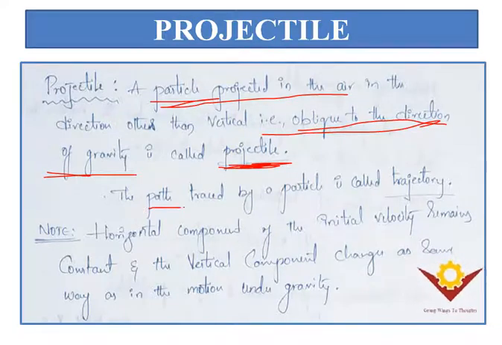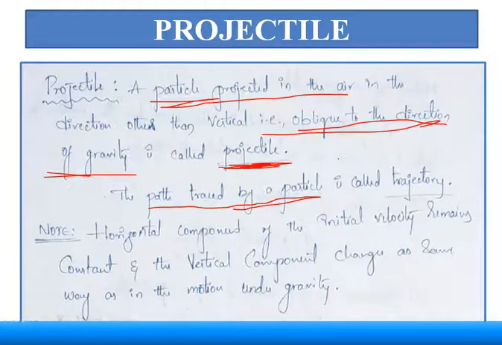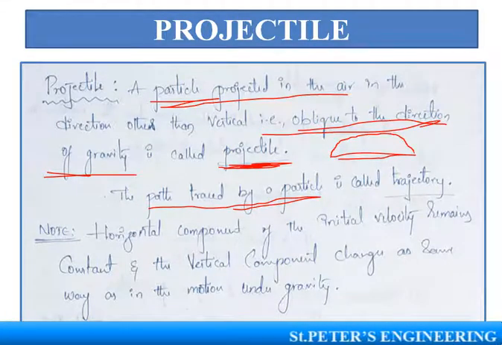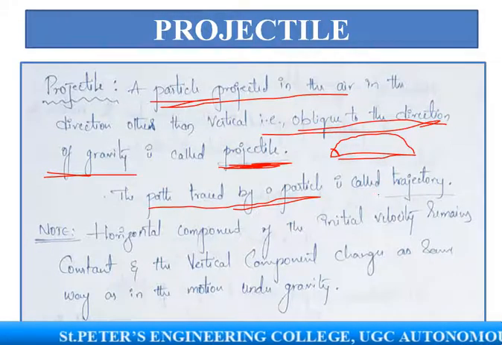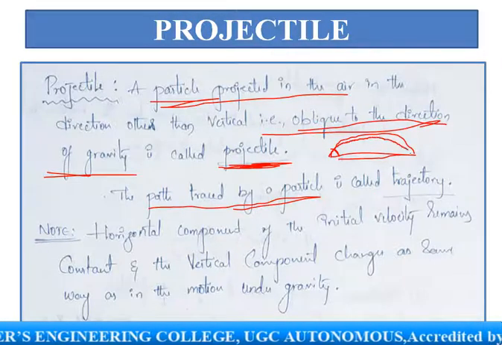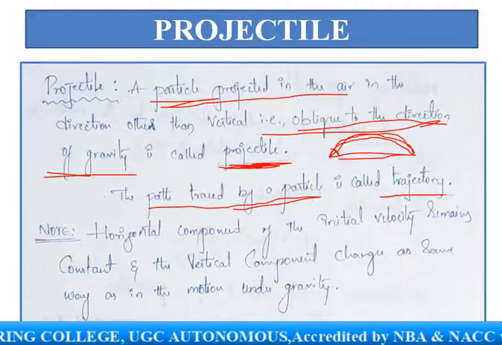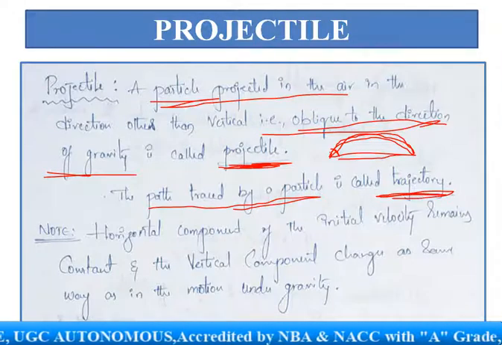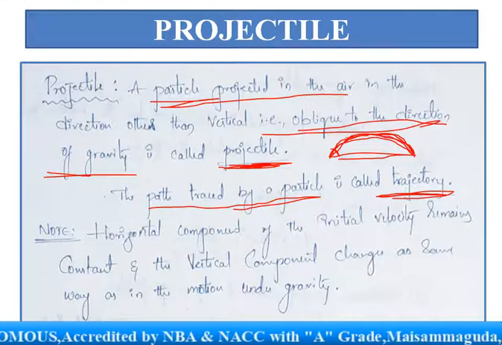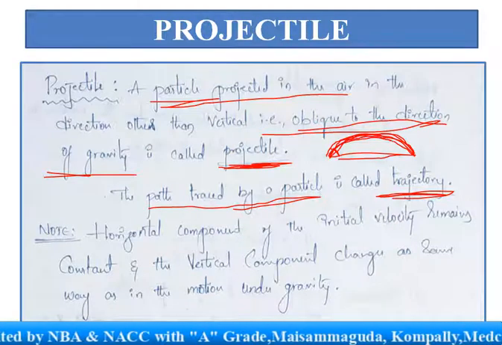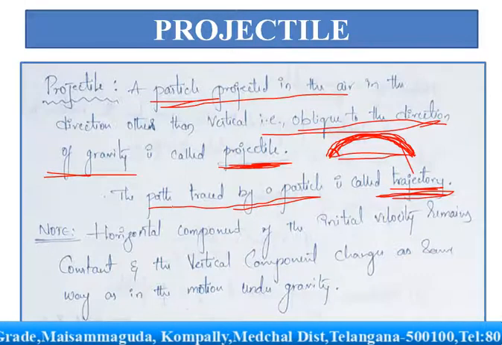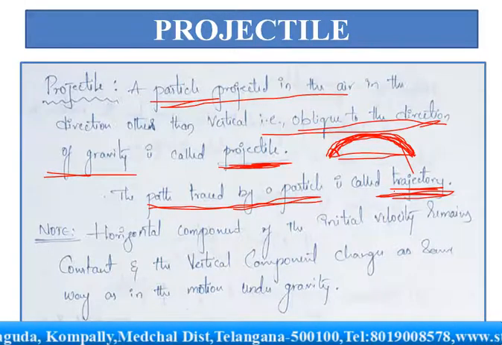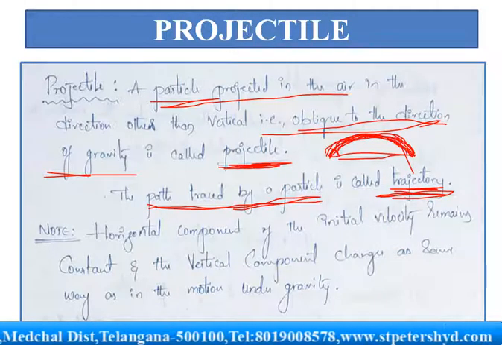And the path traced by that particle, when you throw it into the air at some angle oblique to the direction of gravity, is the trajectory. And what is this curve? We call it a parabola. The path traced by the particle is the trajectory, but the curve is a parabola.